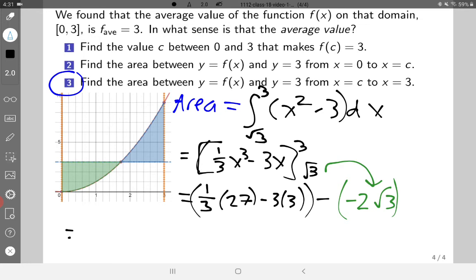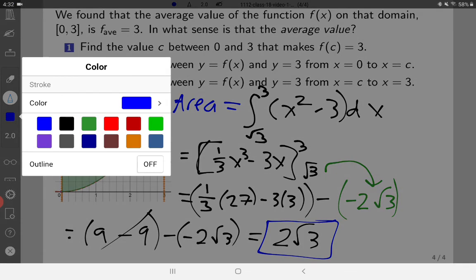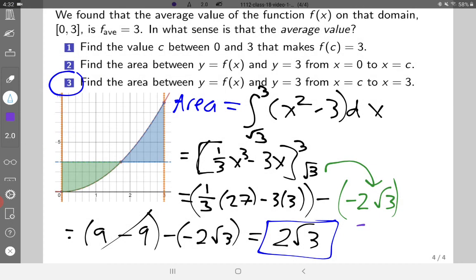So let's continue. I have 1/3 of 27, which is 9. 3 3's is 9, minus negative 2 root 3. So that's a 9 minus a negative, so I get positive 2 root 3. That's exactly the area of the blue region in the graph there. And in fact, notice that that is exactly the same as what we found for the other question we just answered.